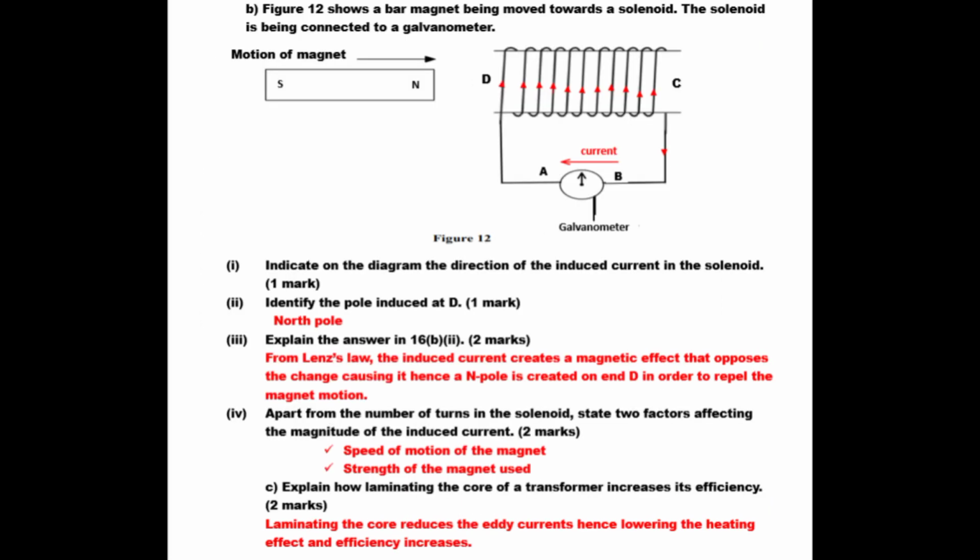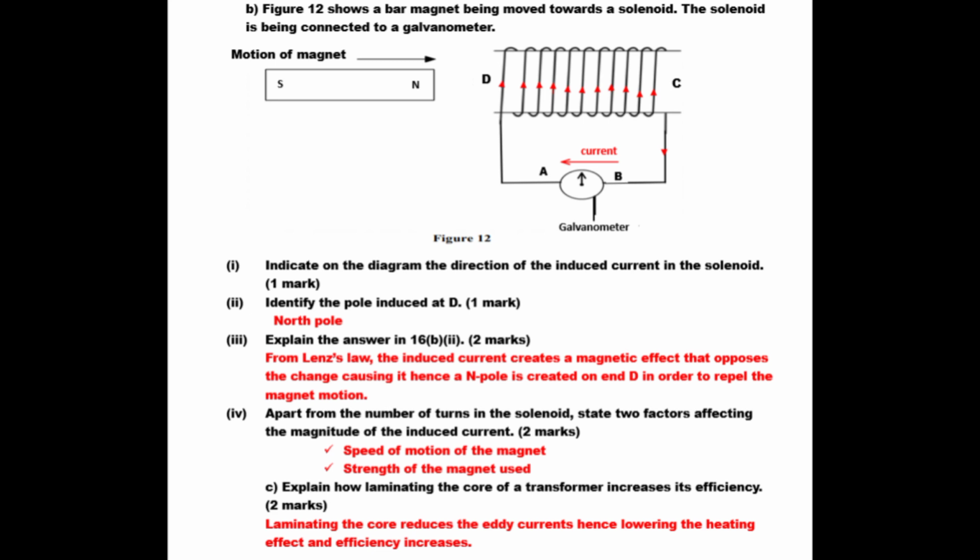Roman 4. Apart from the number of turns in the solenoid, state 2 factors affecting the magnitude of induced current. We have the number of turns of coil which you have already given, and you are told apart from that. So the other factors include the speed of motion of the magnet, and then the strength of the magnet used.